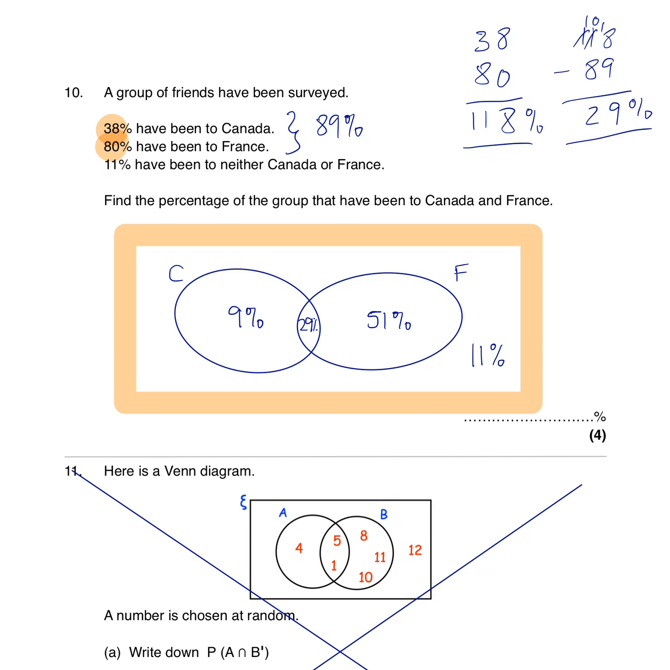Find the percentage of the group that have been to Canada and France. Already done that. It's the overlap, so it's the 29.